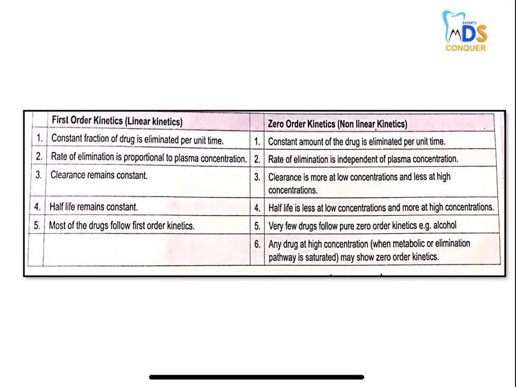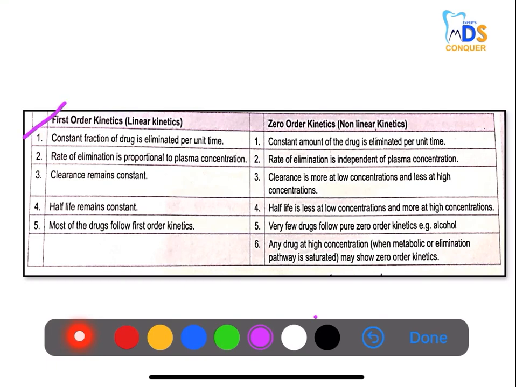So have a look. Next, the differences between first and second order kinetics. First order kinetics is when a constant fraction of the drug is eliminated per unit time, whereas zero order kinetics is when a constant amount of drug is eliminated per unit time. In first order kinetics the clearance remains constant, and the half life remains constant. In zero order kinetics the clearance is more at low concentration and less at high concentration, and the half life is less at low concentration and more at high concentration.